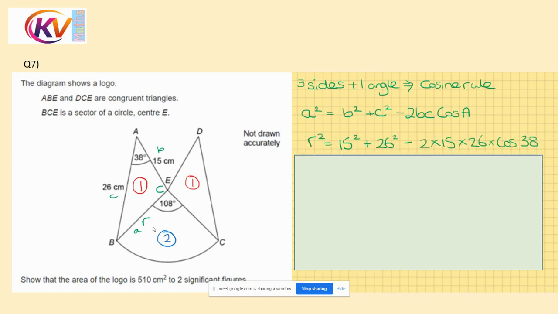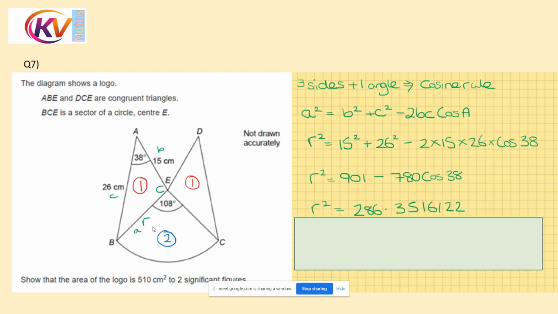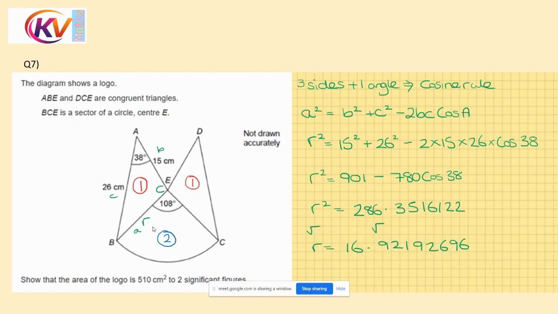Okay, so we get R squared is equal to 15 squared plus 26 squared minus 2 times 15 times 26 times cos of 38. We can simplify all of that. That's going to give us R squared equals 901 minus 780 cos of 38. Remember, you can stick it in your calculator in one go as long as you're accurate. And then you work that out to give us 286.35, etc. Okay, and remember that last step so that you don't forget it. You need to square root to find the radius, which gives us 16.92, etc. Again, don't round until the end.